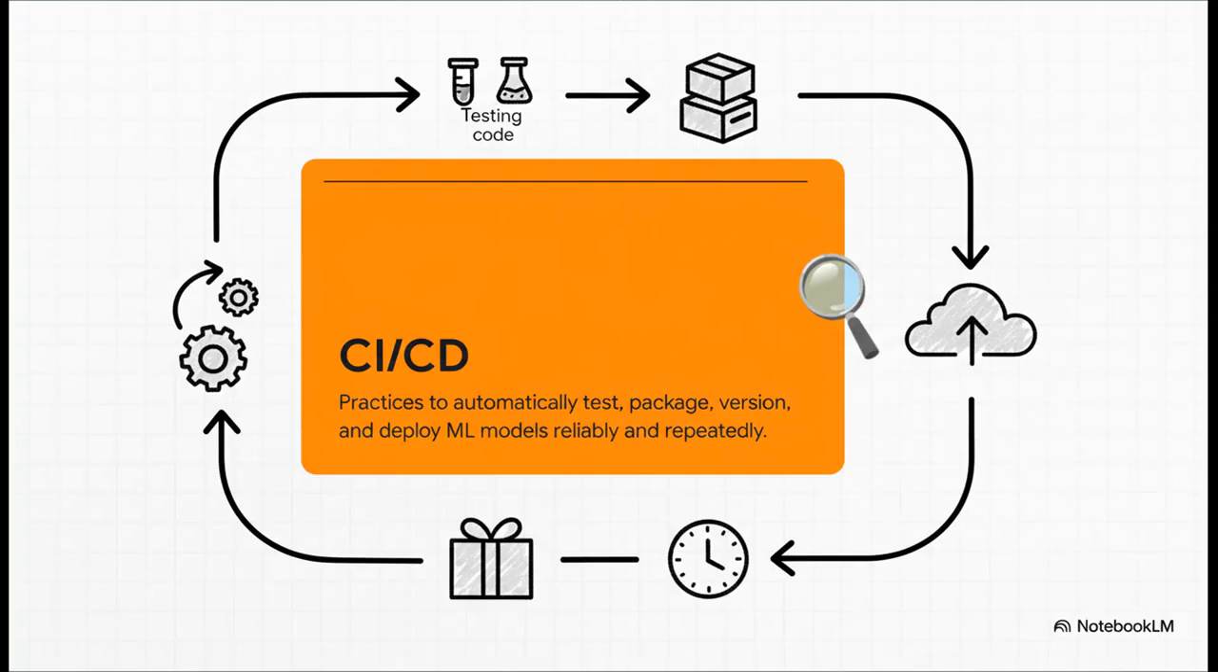So what in the world is CI/CD? Well, it stands for continuous integration and continuous deployment. And the easiest way to think about it is like an automated assembly line for your model. It takes care of everything for you, testing your code, packaging the model, stamping it with a version, and shipping it out, all without a human having to touch a thing. It's all about making the entire process rock solid and repeatable, every single time.